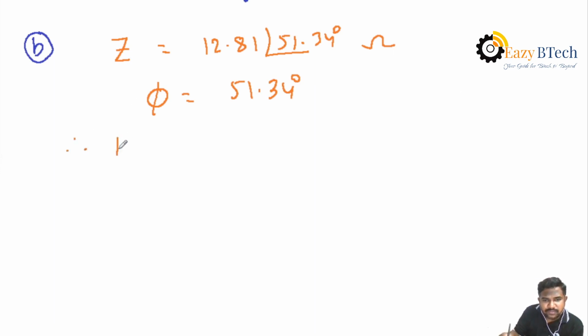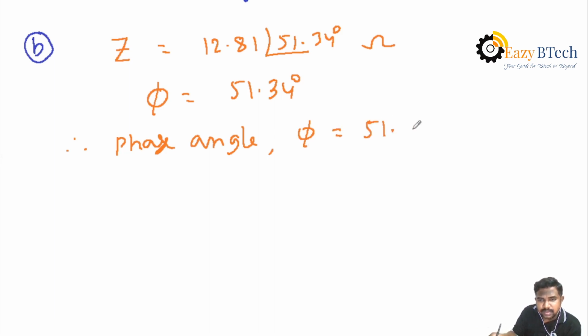Therefore, the phase angle of the system is denoted by the symbol phi. Then the phase angle of the system is 51.34 degrees. Remember, to calculate the phase angle of the system, you must find out the impedance value in polar form. In the polar form, the angle obtained is called the total phase angle of the system. Okay, that is the second value.